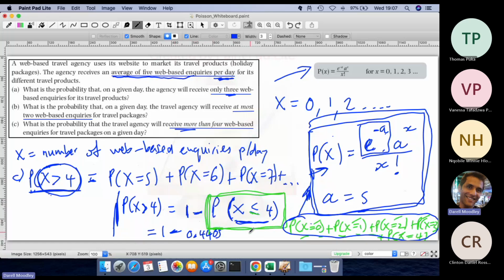So it's 1 minus that, and if you work that out to your final answer, it's 1 minus 0.4405, which gives you the final answer of 0.5595. In other words, 55.95%. That's your final answer.